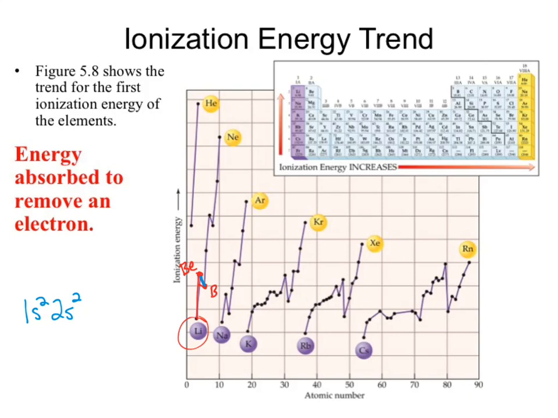Yes? How can it be the same element if the electron is not there? What defines the element? The protons, not the electrons. So what we're talking about when we look at ionization energy is we're still maintaining the same element, but now we're changing the number of electrons, which means we're no longer looking at an element, we're looking at an ion, okay, a charged species.